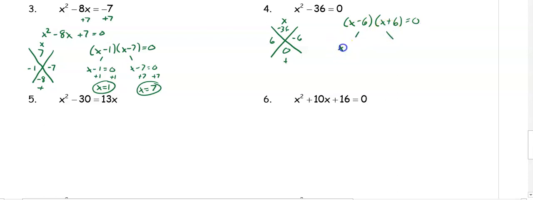When we solve, we get x minus 6 equals 0 and x plus 6 equals 0. In the first one, we can add 6 to both sides, so x equals positive 6. And in the second part, we can subtract 6, so x equals negative 6.